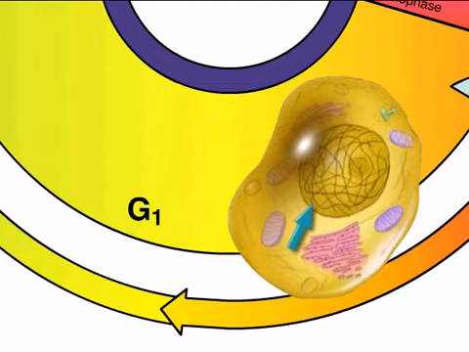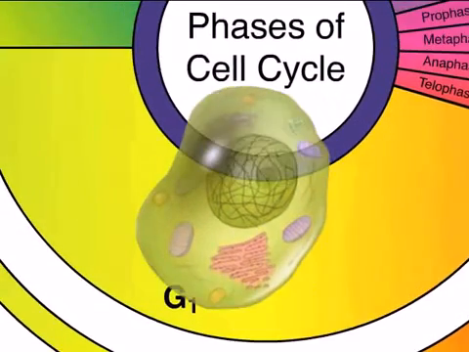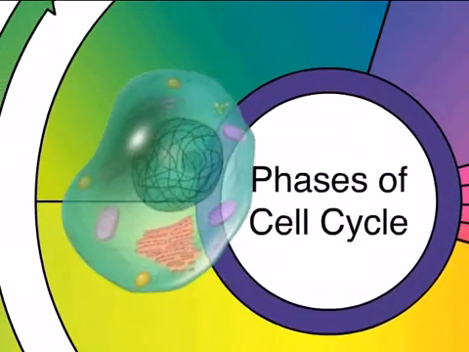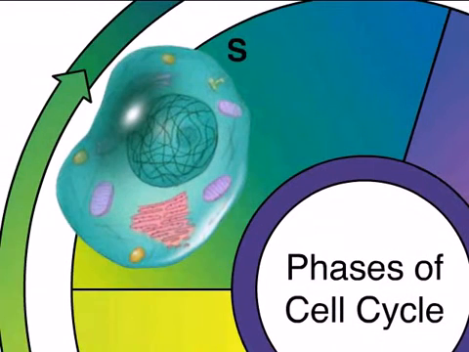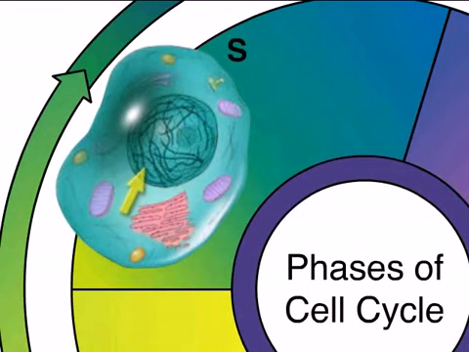S is the synthesis stage. Nuclear DNA replicates along with its centrioles, which are small structures made up mostly of microtubules that associate with the chromosome's DNA. The chromatins begin to coil so that they shorten and thicken.